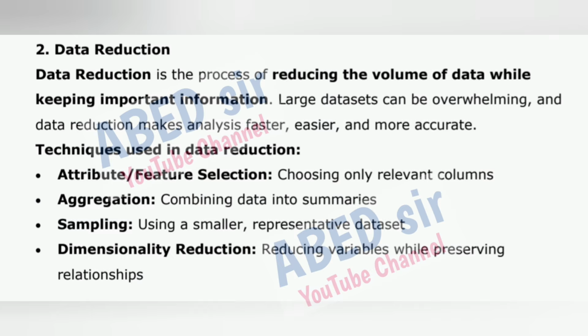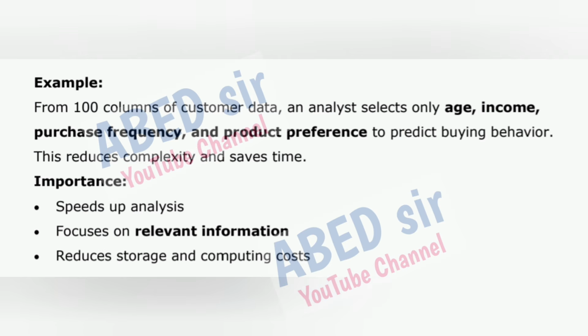Techniques used in data reduction. Attribute feature selection, choosing only relevant columns. Aggregation, combining data into summaries. Sampling, using a smaller, representative dataset. Dimensionality reduction, reducing variables while preserving relationships. Example: from 100 columns of customer data, an analyst selects only age, income, purchase frequency, and product preference to predict buying behavior. This reduces complexity and saves time.